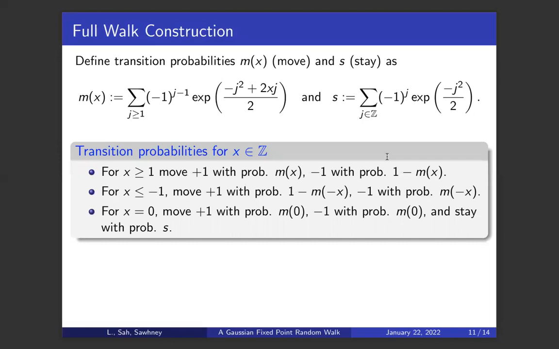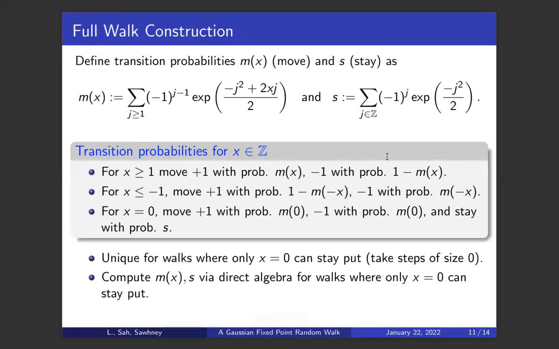For x at least 1, we're going to move +1 with probability m_x and -1 with probability 1 minus m_x. So for any positive integer, you either move right or you move left with some given probabilities. You never stay put. For negative integers, you do something similar. You move +1 with probability 1 minus m of negative x and -1 with probability m of minus x. And finally, for x equals 0, you move +1 with probability m_0, -1 with also probability m_0 symmetrically, and you stay with probability s. So as you can see, only x equals 0 will stay put or output a step of 0 with positive probability.